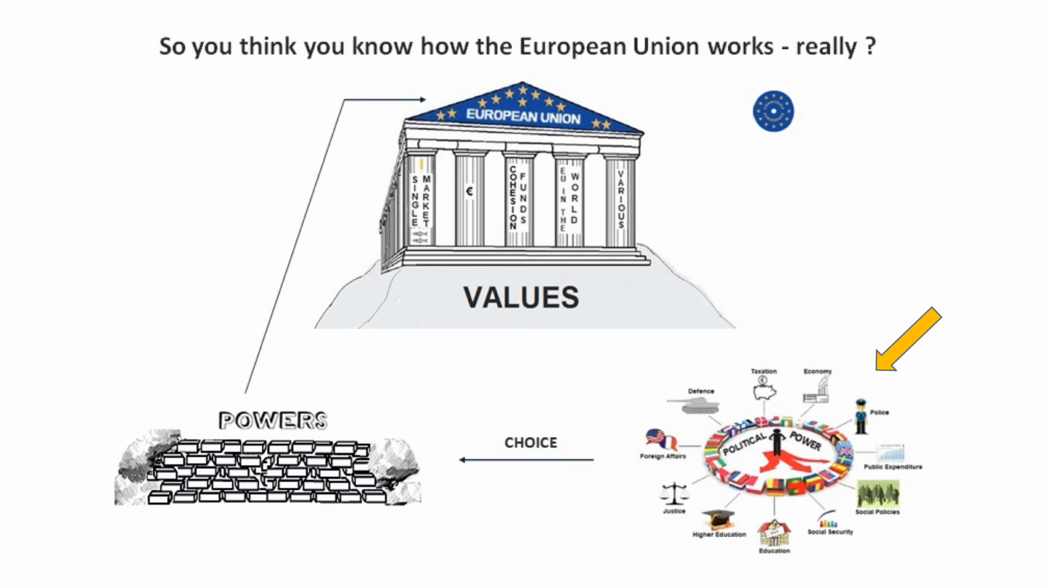Let's look at a slide giving an overview as to what in reality the EU deals with. Starting bottom right, here are the various member states with their political powers in numerous areas. It's the member states which decide which powers, which building stones they wish to use to build the European edifice, the main one being its bedrock, its values. The pillars of the Parthenon represent the main areas that the EU deals with.